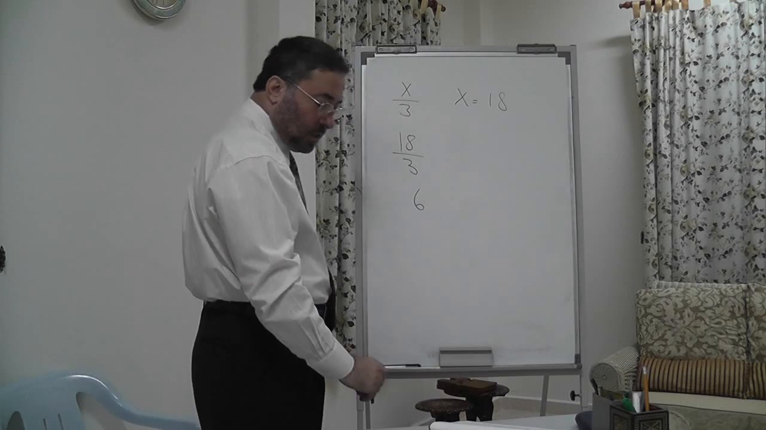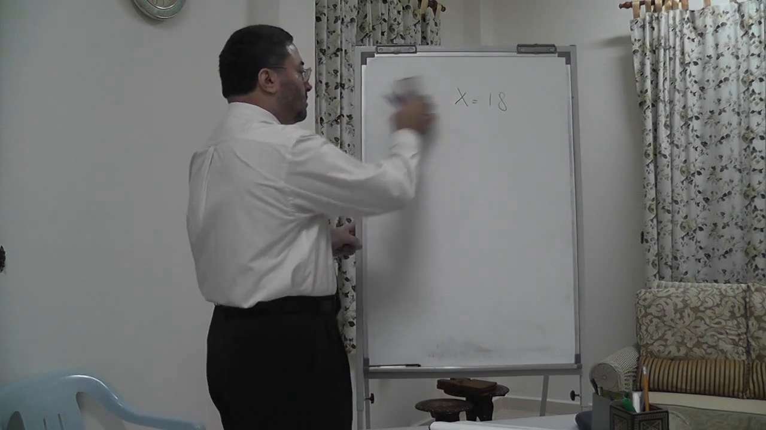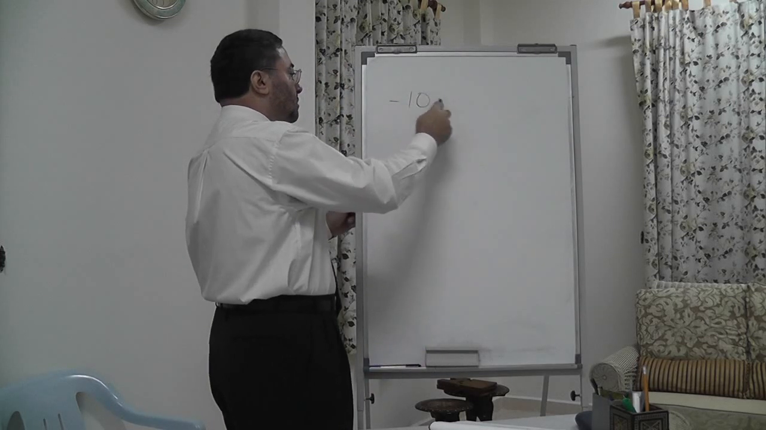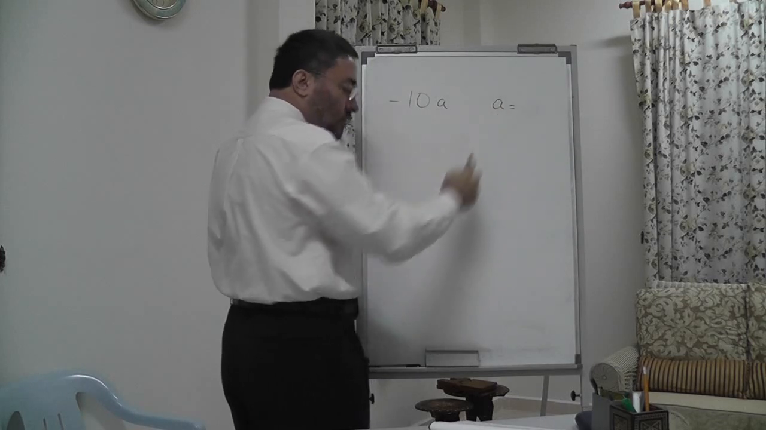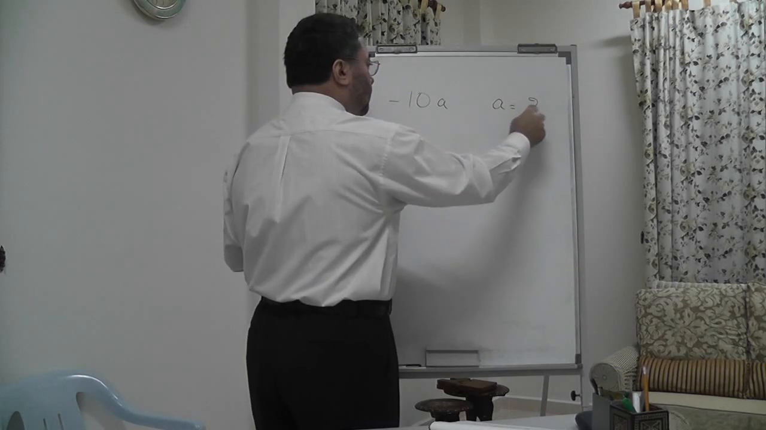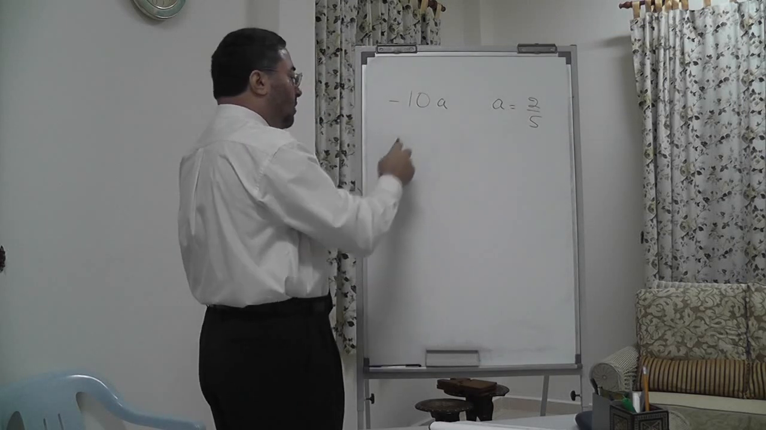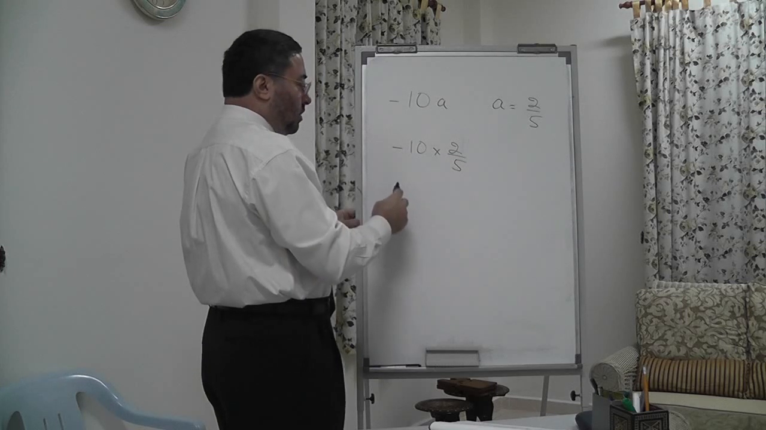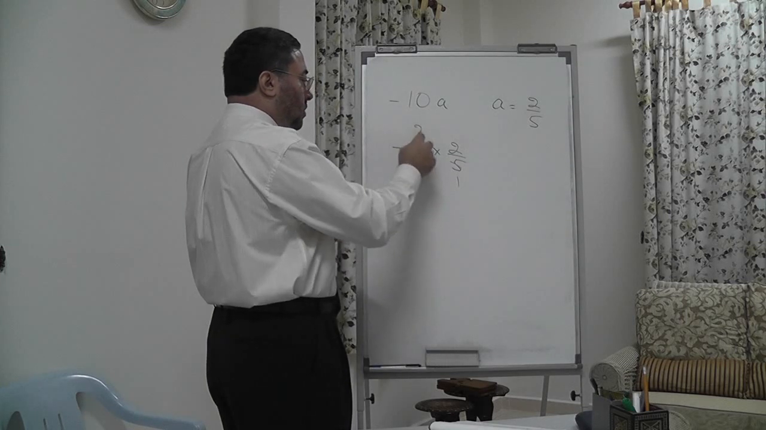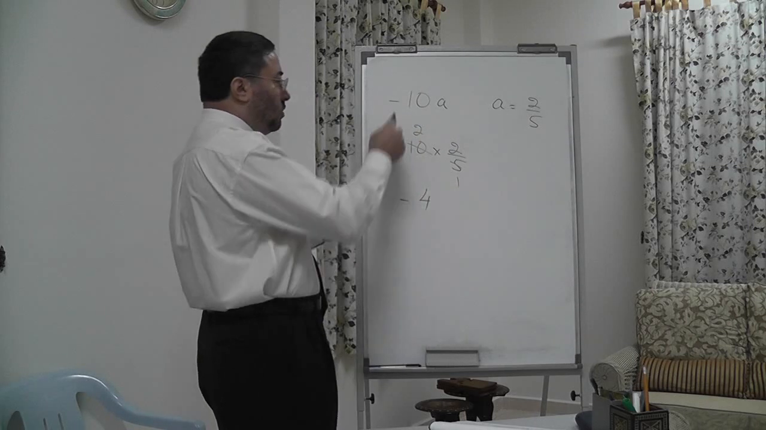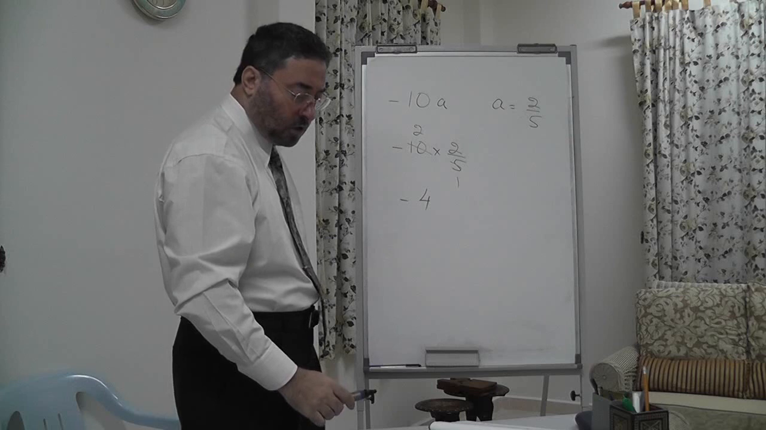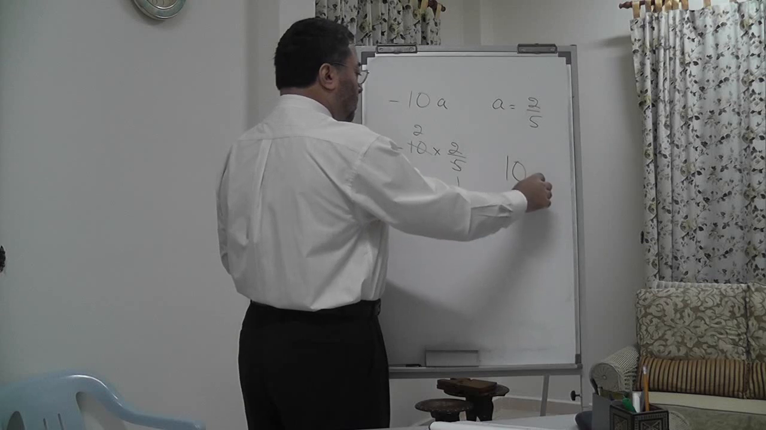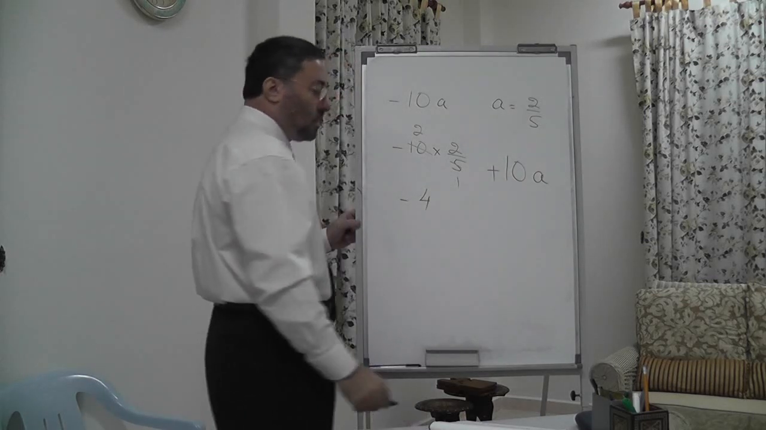Number 16, minus 10a for a equals 2 over 5. Here we multiply minus 10 times 2 over 5. And that will be, we can cut actually 10 and 5, and that will be minus 4. We simply carry the sign in front of the number. If there is no sign in front of the number, if this was 10a, then the sign is positive.